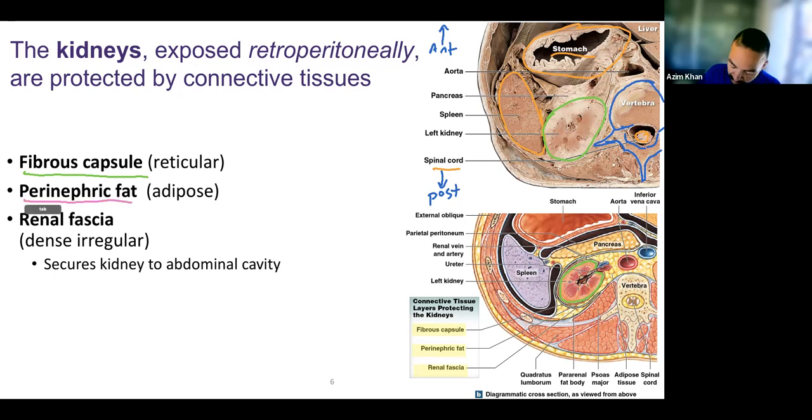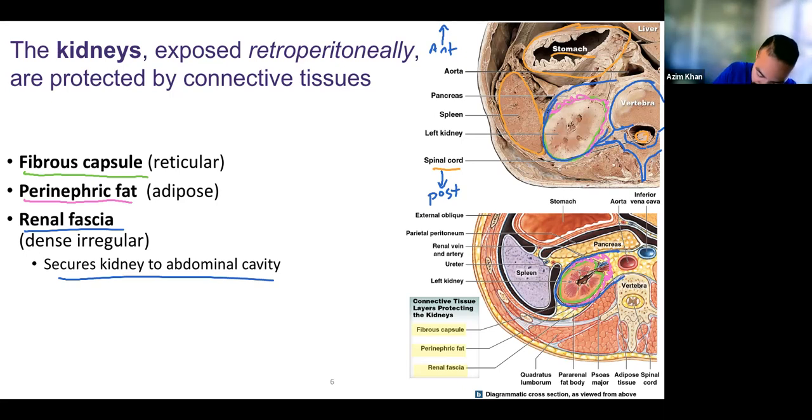We have perinephric fat. Perinephric fat protects and cushions the kidney. It's one of the few things that we have. We have perinephric fat protecting the kidney. It provides cushion. And then surrounding that, we have renal fascia. Renal fascia is kind of like a sling to hold and support the kidney, kind of suspend it, secure it to the abdominal cavity. We additionally have subcutaneous fat. That's an additional thing that can protect.